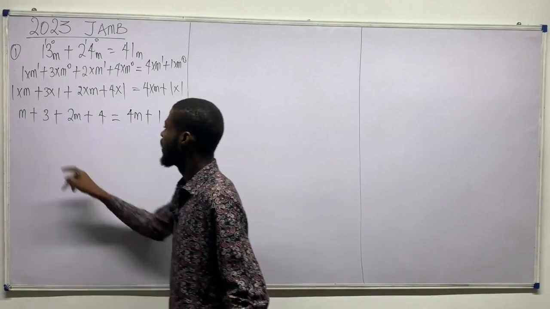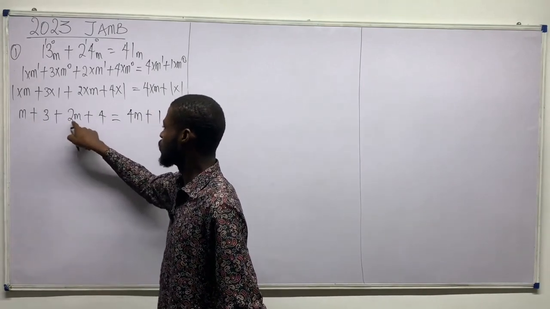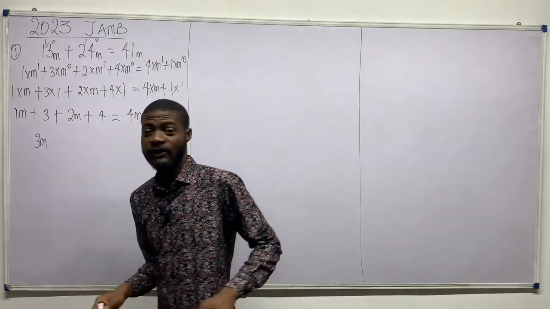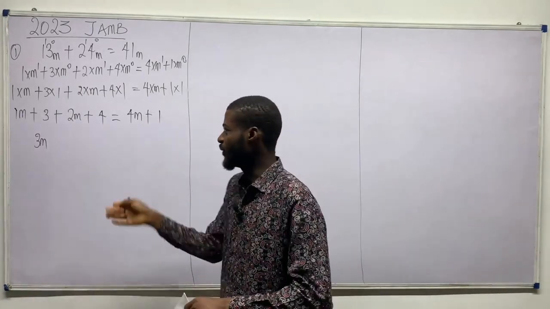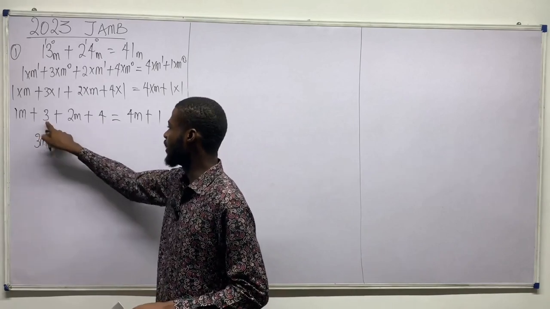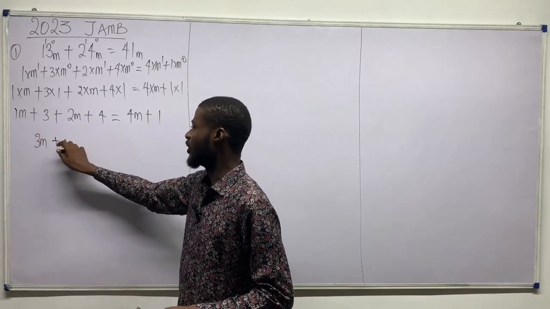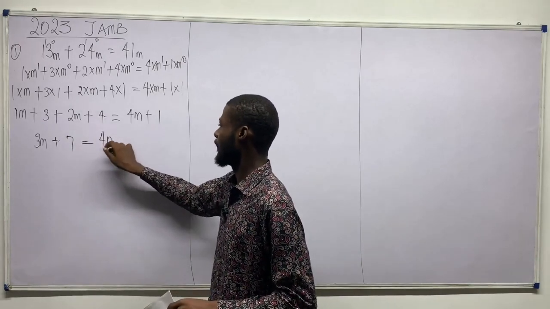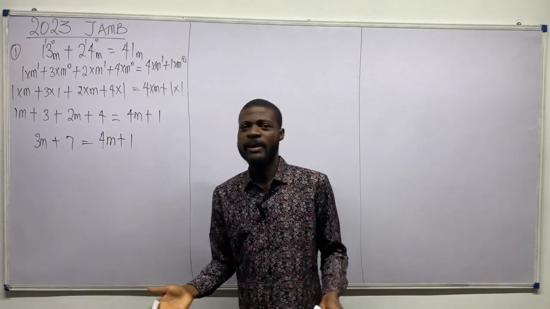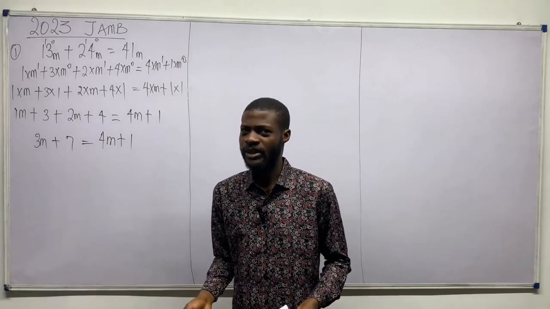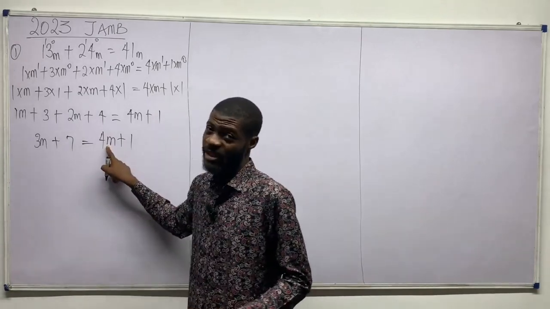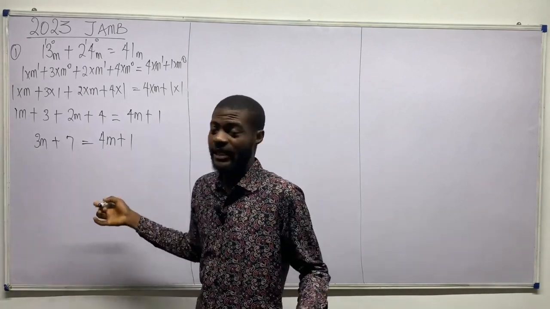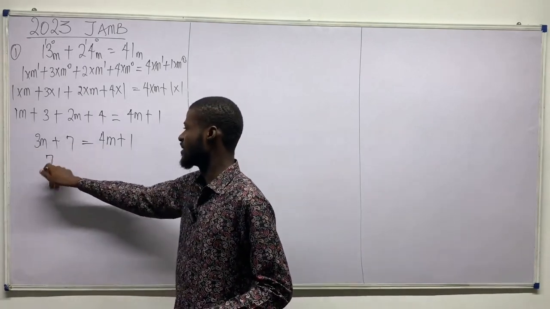Let us proceed. m plus 2m will give us 3m. Remember, there's an imaginary 1 at this point, so when you add them up, you're going to get 3m. Then 3 plus 4 should be giving us 7. I believe you agree with that. Equal 4m plus 1. This would be easy because this is 4m, it's bigger than 3m. So I can easily take this 3m to this other side. So this would then become 7.